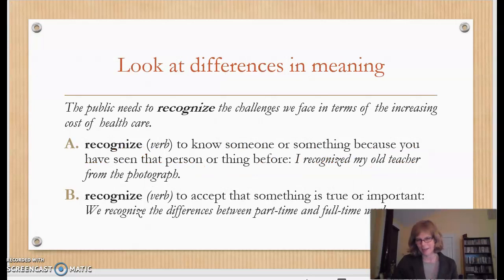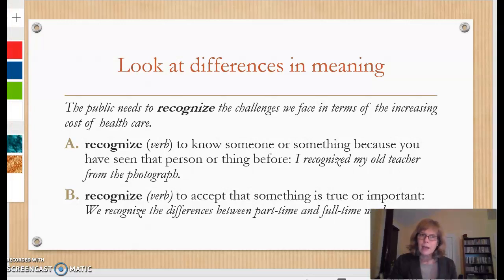Do it again. Here's another example. The public needs to recognize the challenges. Are you going to choose A or B for recognize? Now I have two verbs. You're going to have to look at the difference in meaning. The public needs to recognize the challenges.